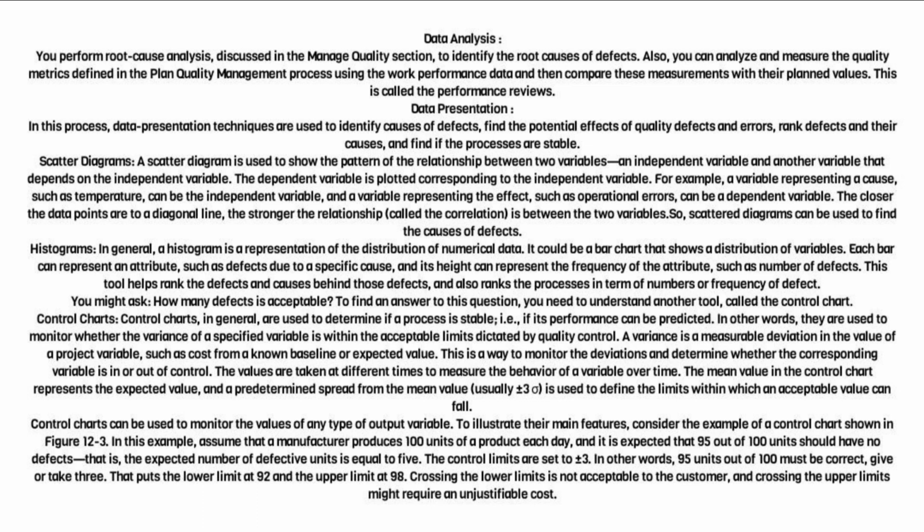In this example, assume that a manufacturer produces 100 units of a product each day, and it is expected that 95 out of 100 units should have no defects, that is, the expected number of defective units is equal to 5. The control limits are set to plus or minus 3. In other words, 95 units out of 100 must be correct, give or take 3. That puts the lower limit at 92 and the upper limit at 98. Crossing the lower limits is not acceptable to the customer, and crossing the upper limits might require an unjustifiable cost.